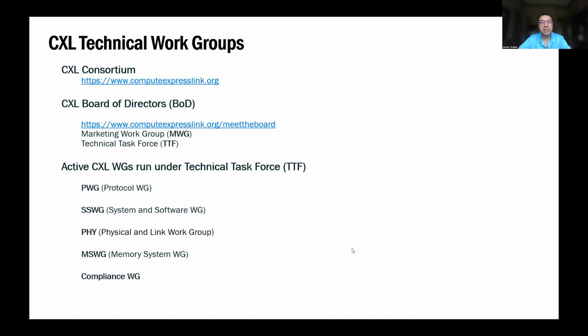It is good to know that CXL is organized around different work groups, a board of directors, and then a technical task force and marketing work groups reporting to the board of directors. And there are a number of very active technical work groups that work together, debate the use models, and eventually produce specifications.